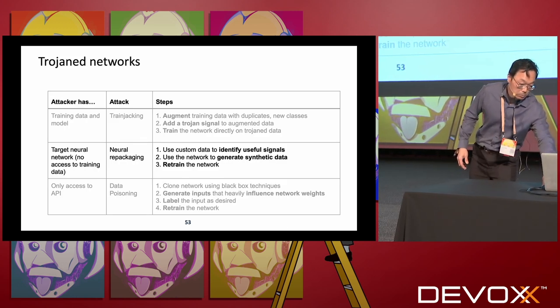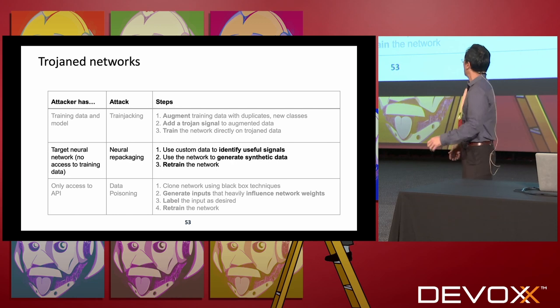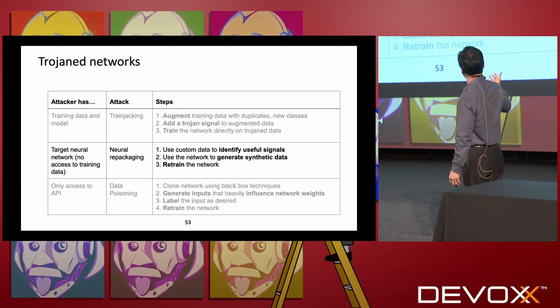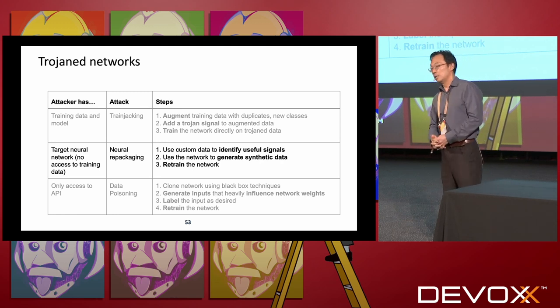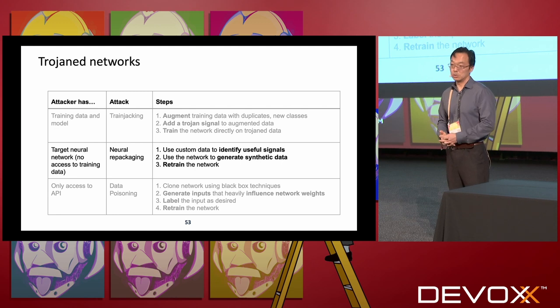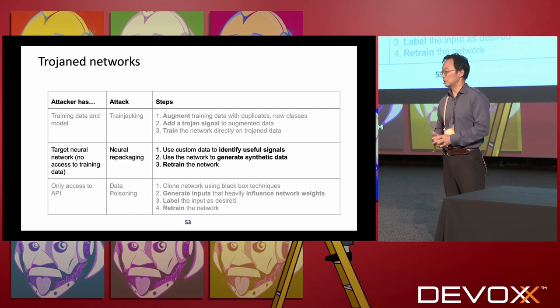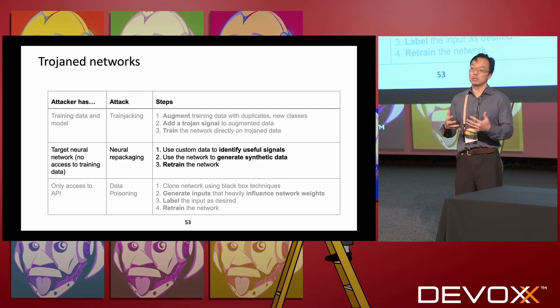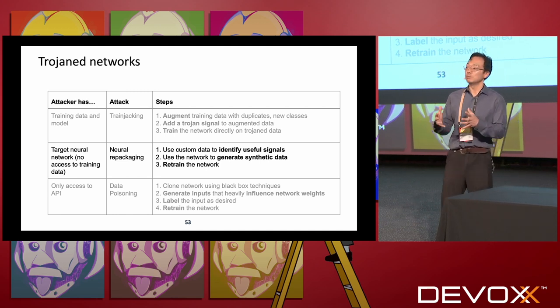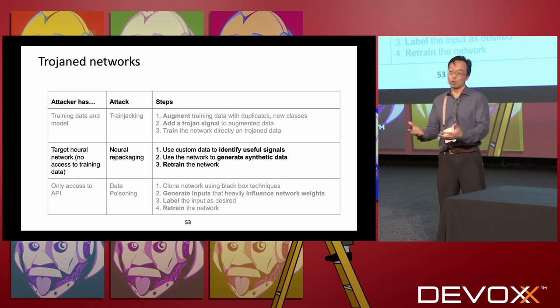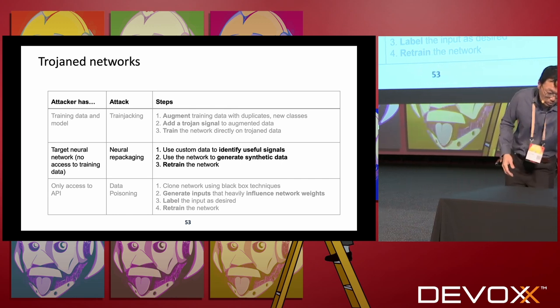The third one is basically you clone the network, generate inputs that heavily influence those network weights, and use data poisoning techniques when they give you an API that says, here, allow us to learn by you giving us data. So basically what you do is you create the necessary training data that influences the model weights strongly to produce the output that you desire. So then you're trojaning the network through their API.